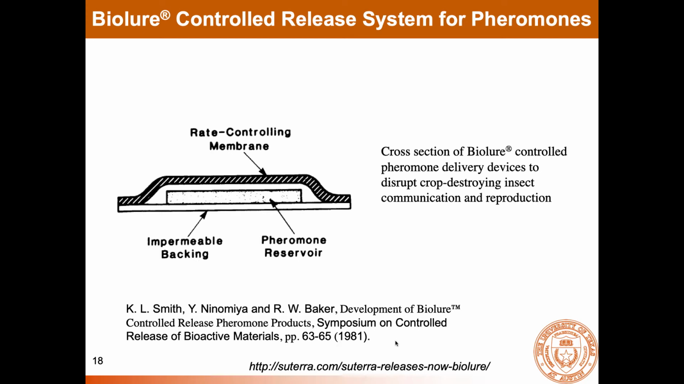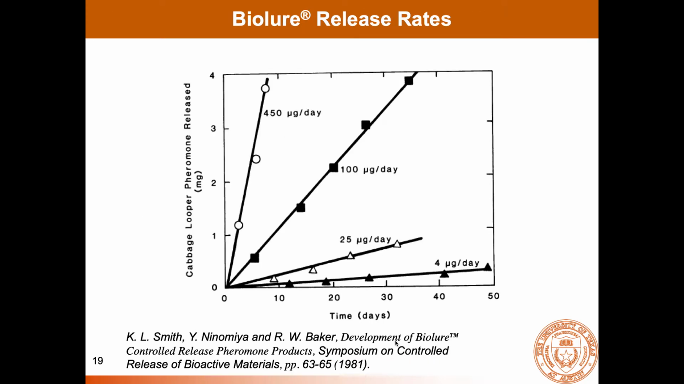These are just little devices that are now made out of compounds that will biodegrade and then just distributed around fields. So the pheromones are in a sponge-like structure, with a rate controlling membrane over top of it. This shows release rates of different formulations of this BioLure to control cabbage loopers, and they can be formulated to release different amounts of the pheromone, certainly at slow rates, over time periods of a couple months.